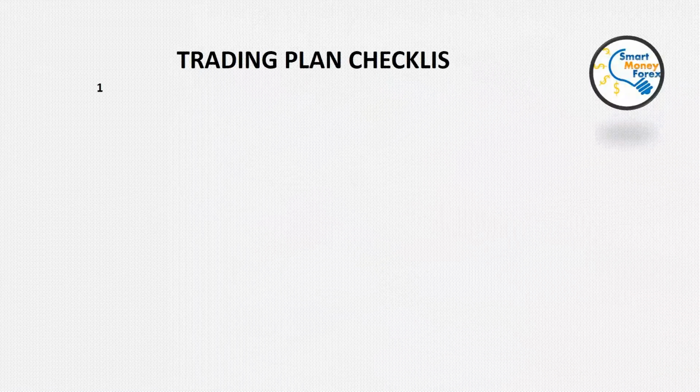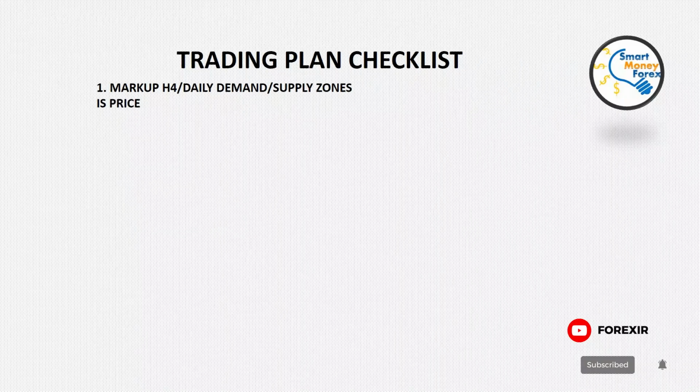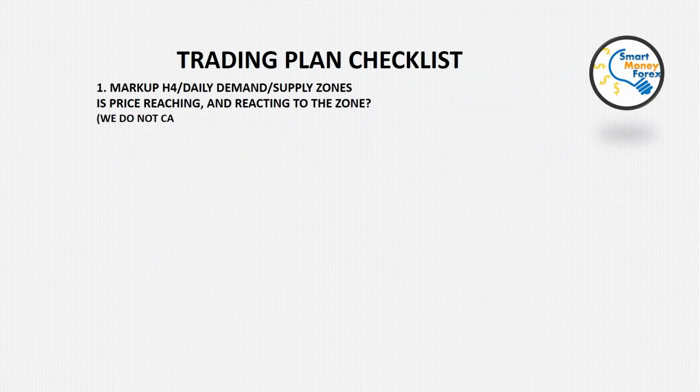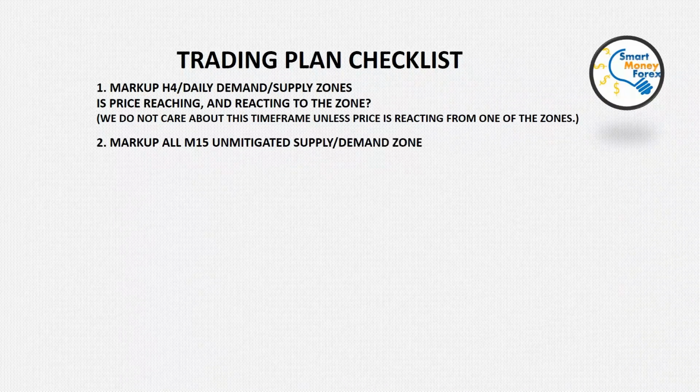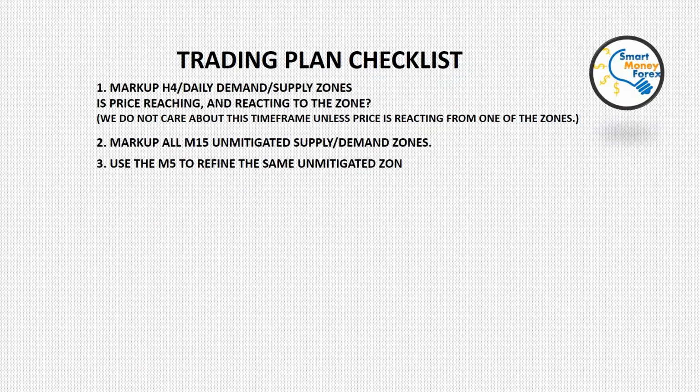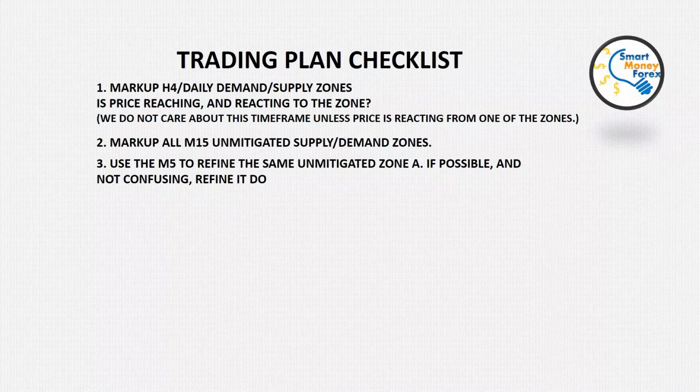Trading Plan Checklist. 1. Markup H4 or daily demand and supply zones. Is price reaching and reacting to the zone? We do not care about this time frame unless price is reacting from one of the zones. 2. Markup all M15 unmitigated supply and demand zones. 3. Use the M5 to refine the same unmitigated zone. If possible and not confusing, refine it down to the smallest time frame possible.